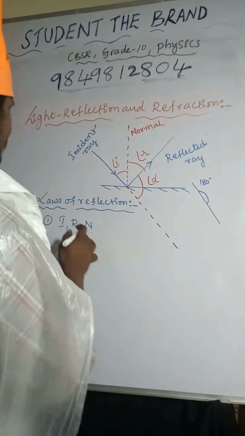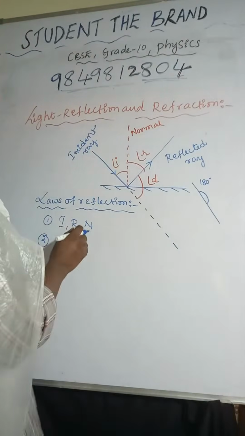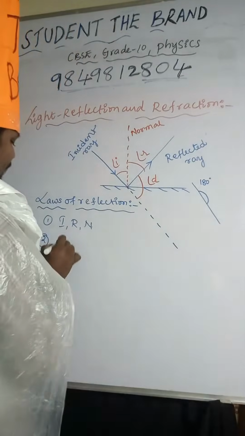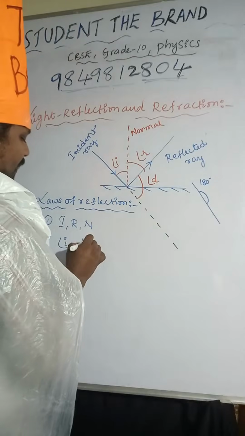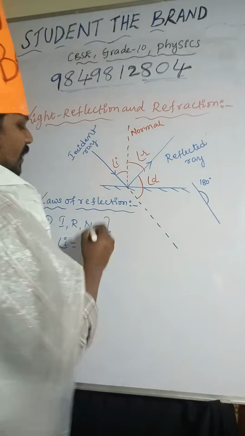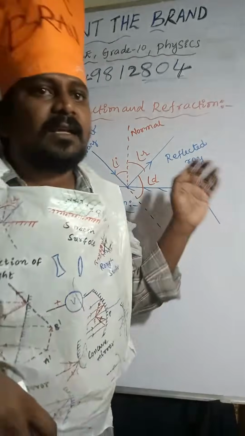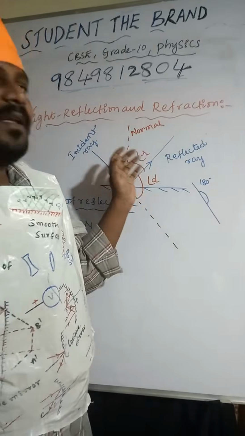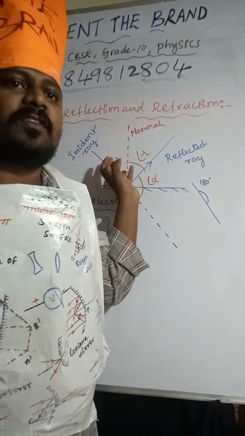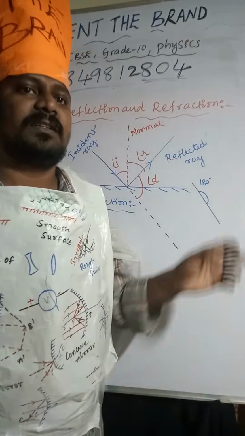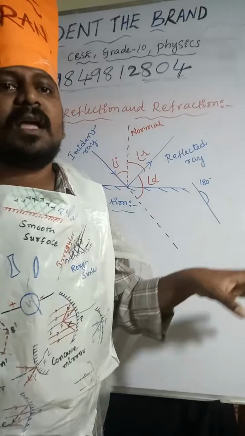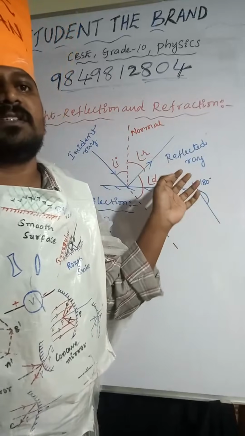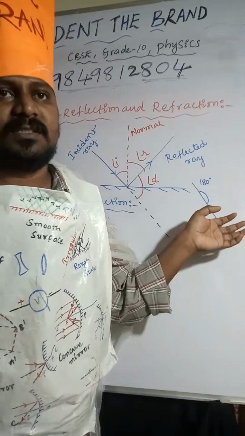The incident ray, reflected ray and normal line lie on the same plane. That is point number 1. Point number 2: the angle of incidence is equal to the angle of reflection. These two are the laws of reflection. I hope it is very clear. These are the two laws of reflection.